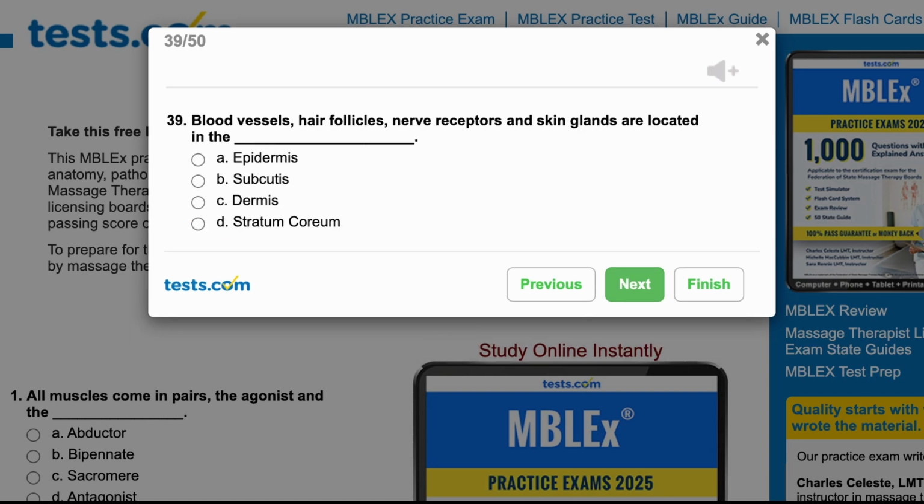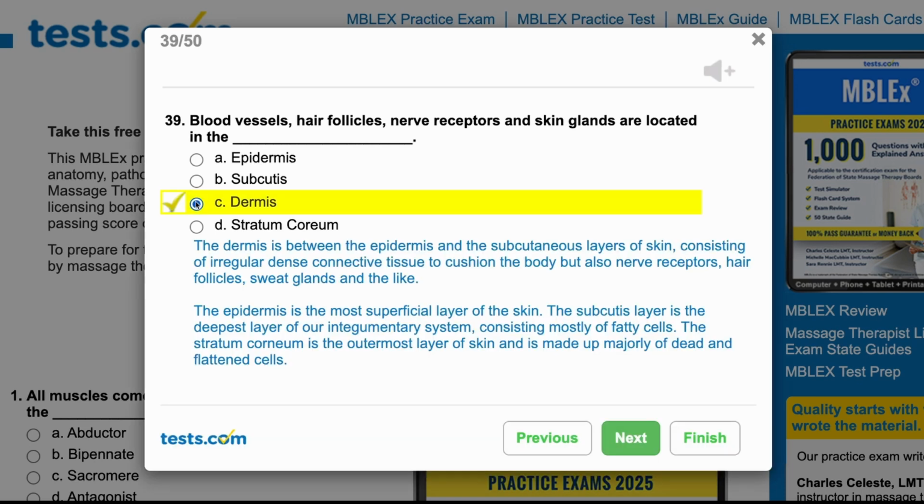Question 39. Blood vessels, hair follicles, nerve receptors, and skin glands are located in the A. Epidermis, B. Subcutis, C. Dermis, D. Stratum corneum. C. Dermis. The dermis is between the epidermis and the subcutaneous layers of skin, consisting of irregular dense connective tissue to cushion the body, but also nerve receptors, hair follicles, sweat glands, and the like.